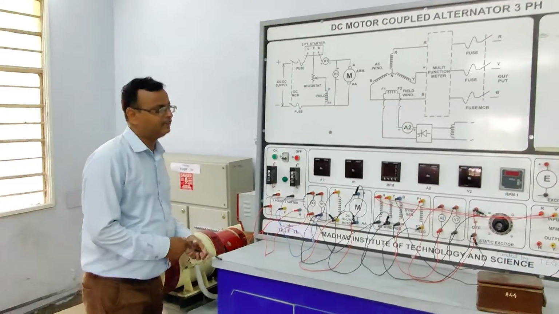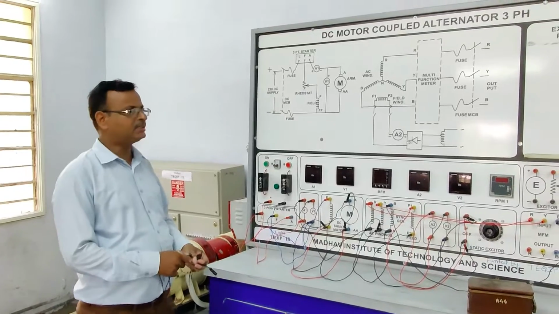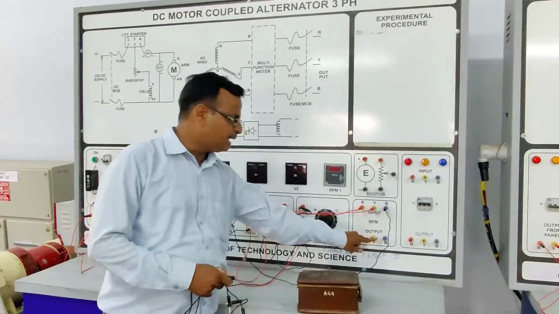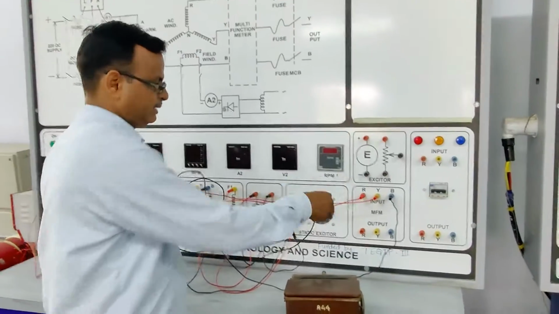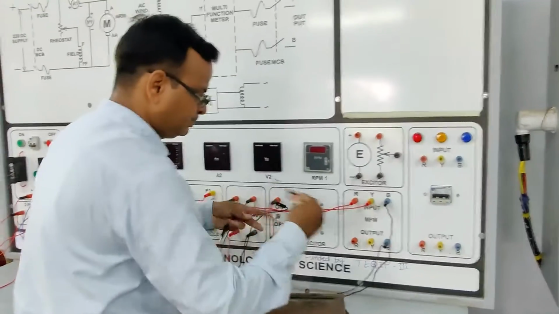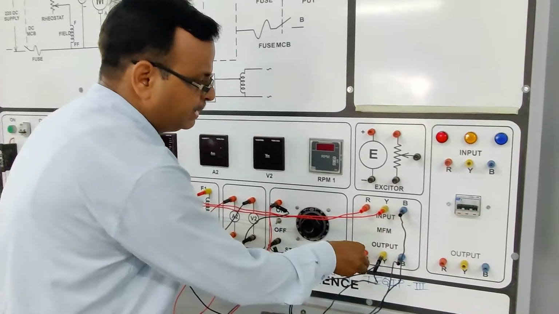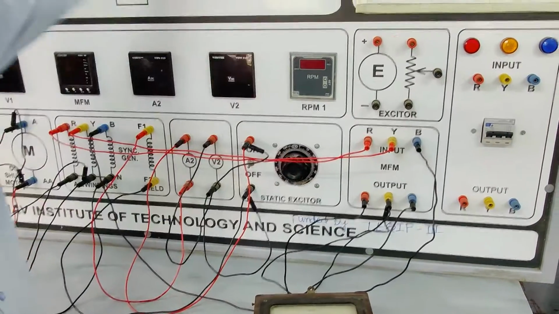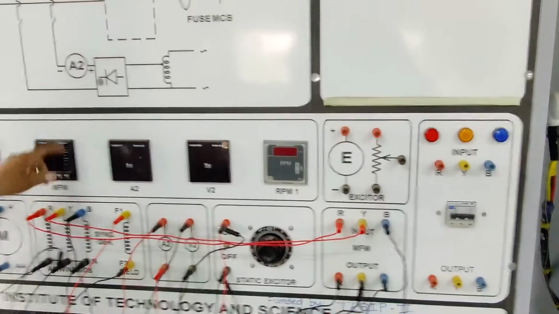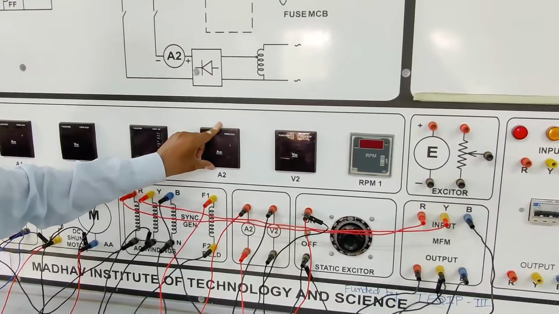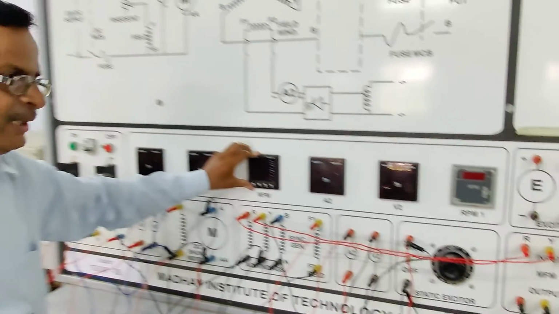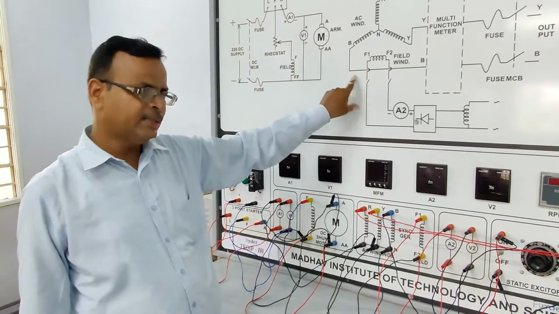Second part of this experiment is short circuit test. In the short circuit test, what we have to do, we have to short these output terminals through a wire like this. So the three-phase terminals are short circuited. In this short circuit condition, we have to observe the short circuit current with the help of this multifunction meter and field current. So this short circuit current should not exceed the rated value. The rated value of this alternator is 5 ampere.